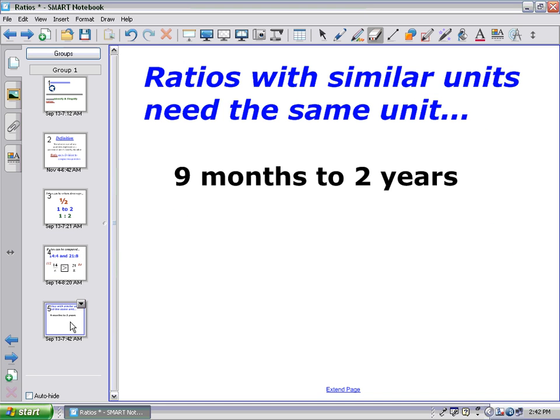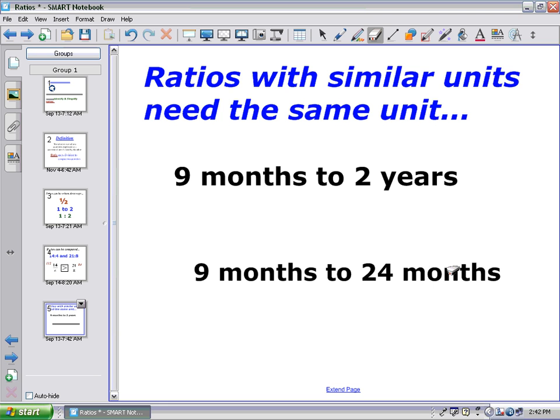Last but not least, ratios with similar units need to have the same exact unit. So when I see a ratio represented like 9 months to 2 years, I need to write them both with the same exact label. It's a lot easier to take the bigger label like years and make it smaller. So then 9 months to 2 years would turn into 9 months to 24 months. Because I know 1 year is 12 months, so 2 years would be 24 months.